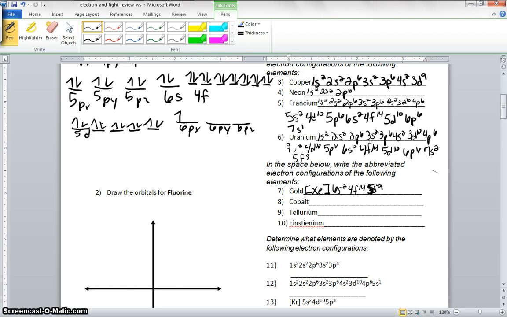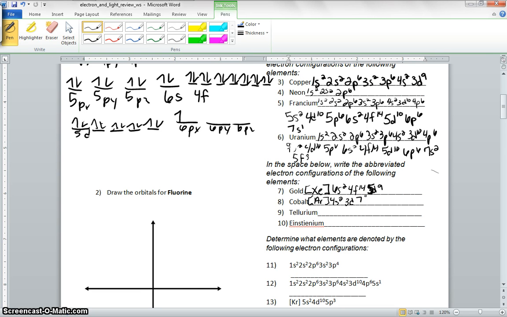I like these. Next, we're going to do cobalt. Oh, okay. Cobalt is Co. So we have to go all the way back to the noble gas at the beginning, which is going to be argon. Put that in brackets. And then that's going to take us to 4s2. And it's going to be 3d, 1, 2, 3, 4, 5, 6, 7. 3d7.